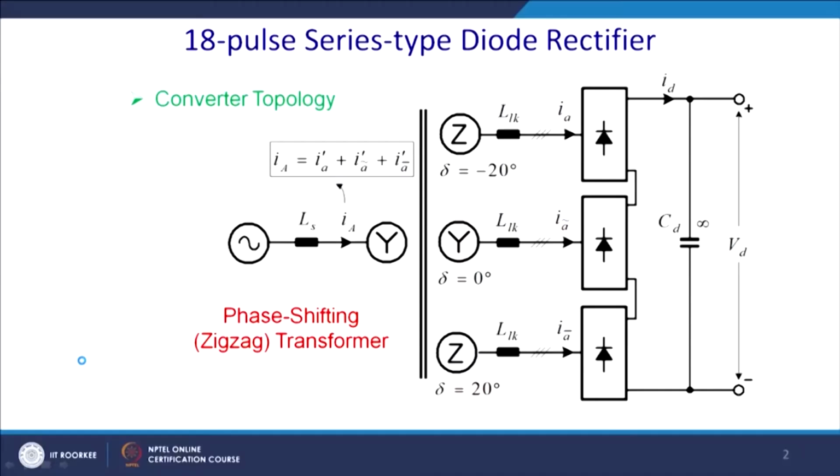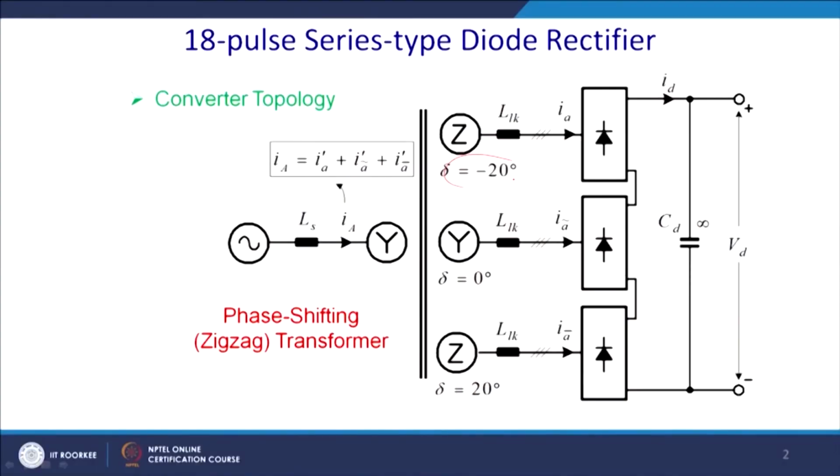As we have seen in our previous class, the 12 pulse converter is quite easy. There you require just one star and delta transformer, and there will be a phase shift of 30 degrees, and you have seen that this will ensure cancellation of the 5th and the 7th harmonic.